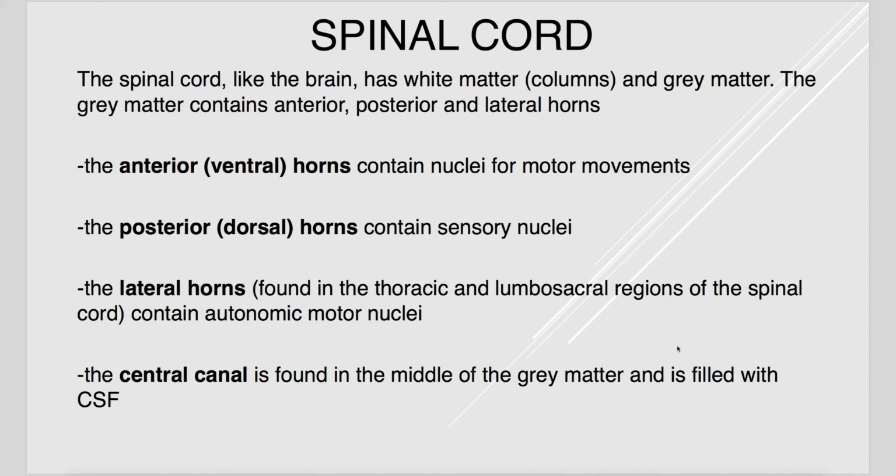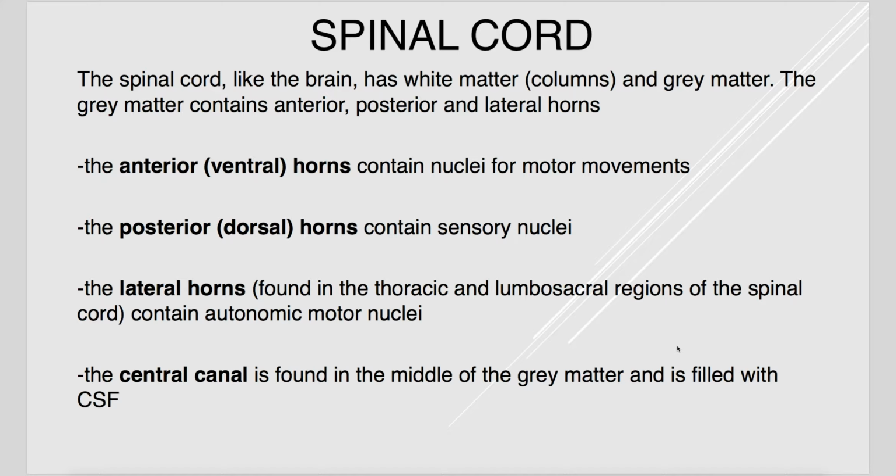So the other part of the central nervous system is the spinal cord. Remember, the white matter is on the outside. These are called columns, and the gray matter is on the inside. And the gray matter is arranged into these structures known as horns. There are anterior horns, also known as the ventral horns, and these have nuclei for motor movements, so nuclei of neurons that will send information out. Okay, nuclei for efferent axons, or efferent neurons. The posterior or dorsal horns have nuclei for sensation, so they are bringing information back to the central nervous system.